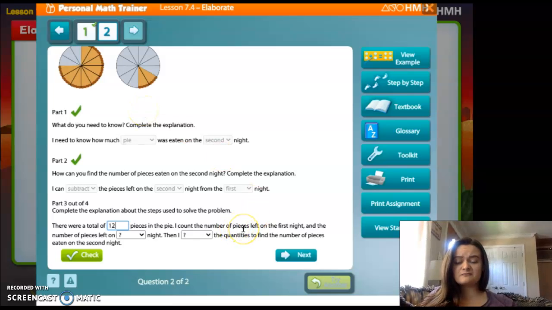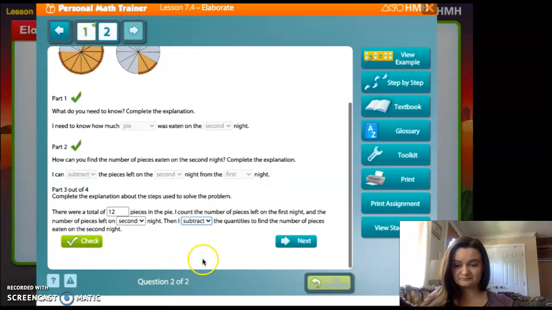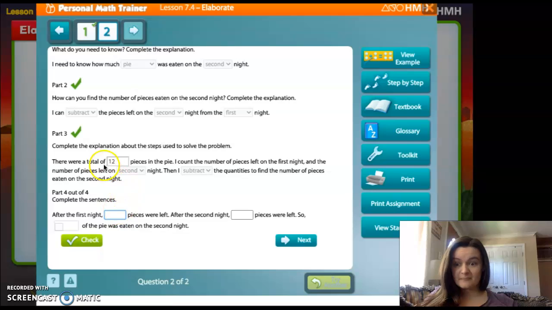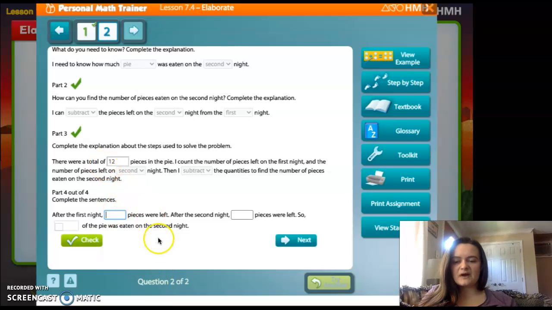I can count the number of pieces left on the first night and the number of pieces left on the second night, right? So I can figure out how many pieces were eaten, right? Then I add or subtract the quantities to find the number of pieces eaten on the second night. I subtract them. Check that. Complete. Part 4 out of 4.